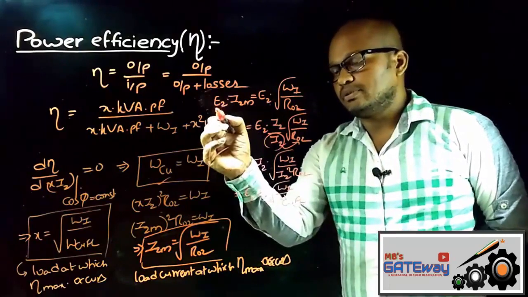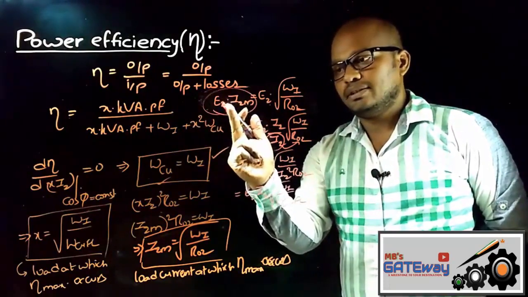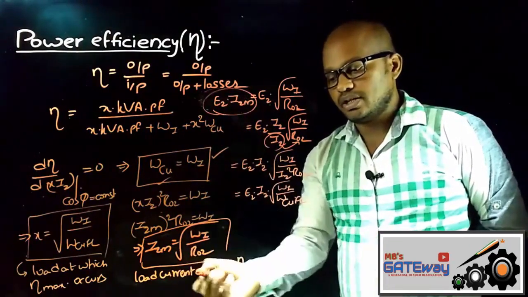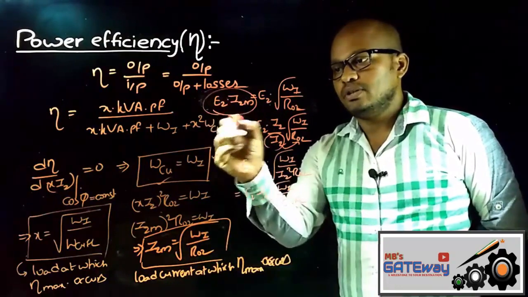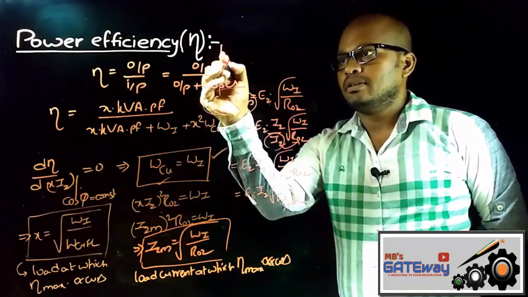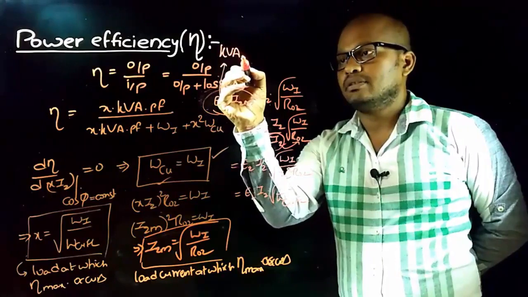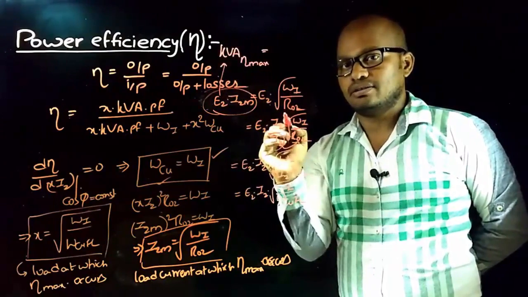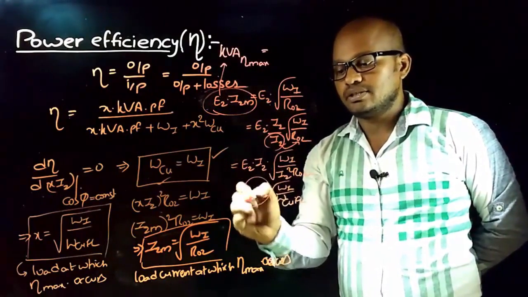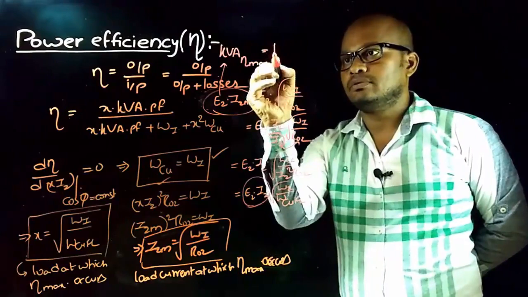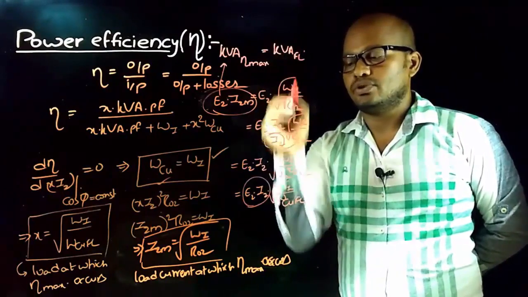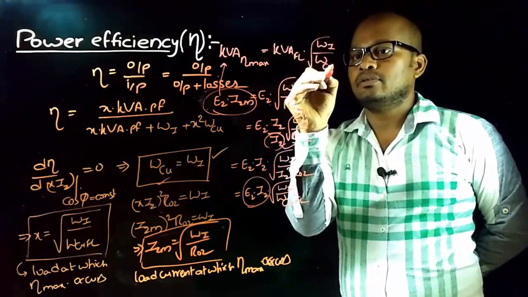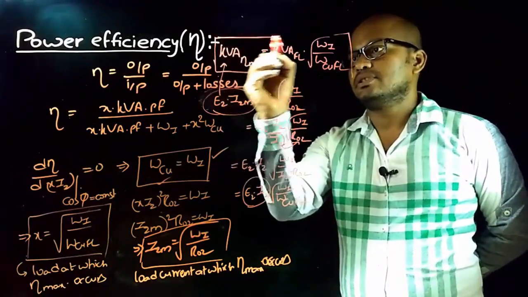So now if you observe, this represents the kVA rating, E2 into I2, and I2M represents the load current at which max efficiency occurs. So this is the kVA rating at which max efficiency occurs, equal to, this is the kVA rating at full load, so kVA rating at full load into root over iron losses by full load copper losses.